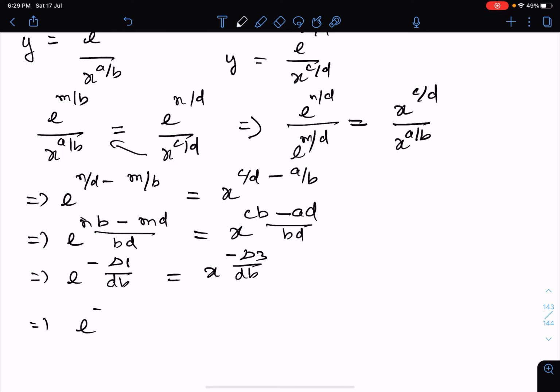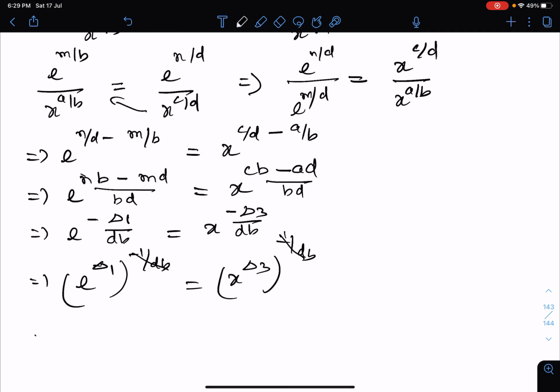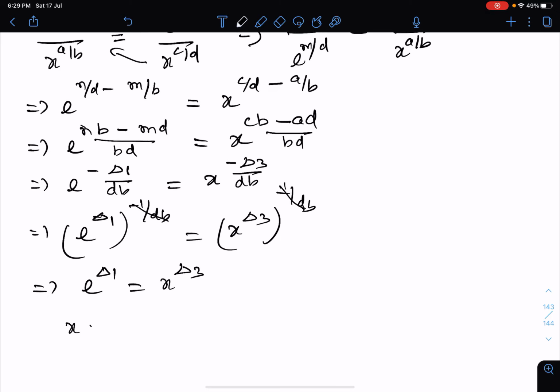So e power del 1, you can bring the minus sign also. So minus 1 by dB. Similarly, x power del 3, power minus 1 by dB. So this power and this power gets cancelled. You will get it as e power del 1 equal to x power del 3. So what is our x? X is equal to e power del 1 by del 3 is our answer for x.